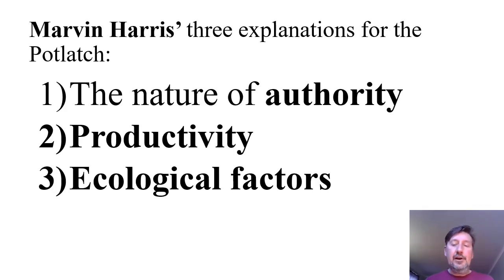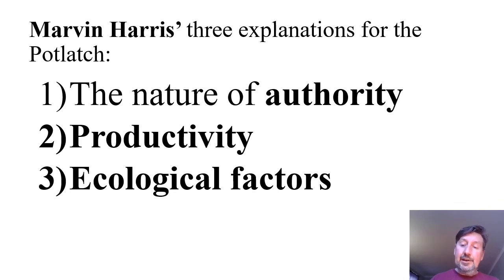Marvin Harris, in his article, gives us three reasons that explain the potlatch as a system of exchange. The first reason he gives us is the nature of authority in societies where we find the potlatch. These are non-state societies where rulers do not have the authority to give people orders. They can't just order people around. The only power they have is the power of persuasion. And we see this very clearly in the film Onka's Big Moka.